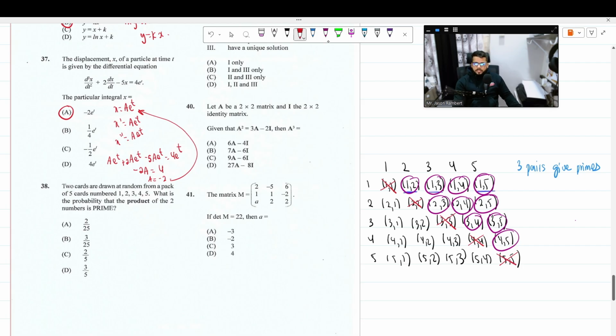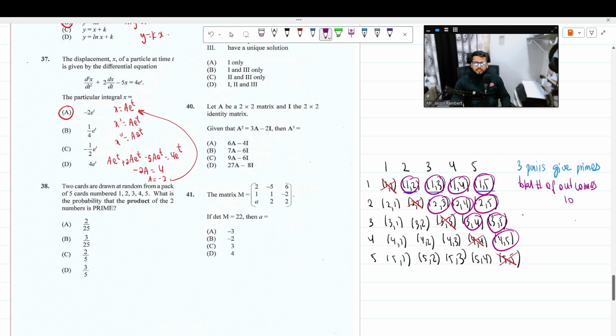So the total number of possible outcomes in which I can pick the two cards is going to be 1, 2, 3, 4, 5, 6, 7, 8, 9, 10 ways. Because if I have 1, 2, that's the same thing as picking 2, 1. So 3, 1, 4, 1, 5, 1, all of them are here. 3, 2 is 2, 3. 2, 4 is 4, 2, and so on. So I'm not going to double count them. So the total number of possible outcomes is going to be 10.